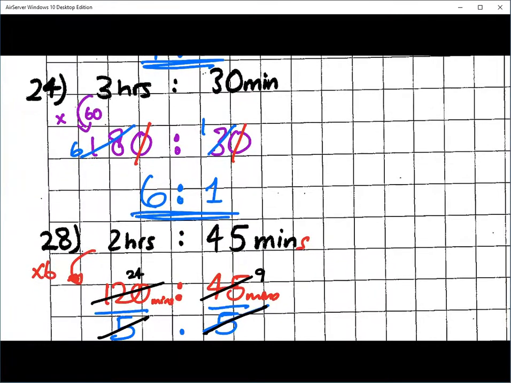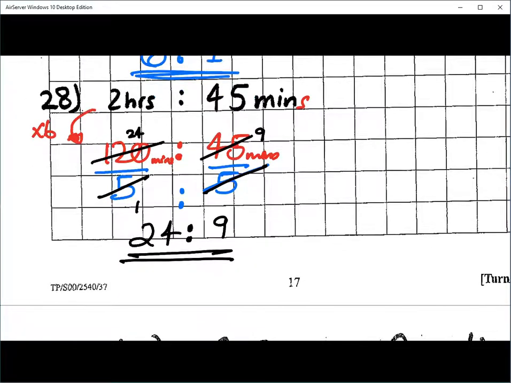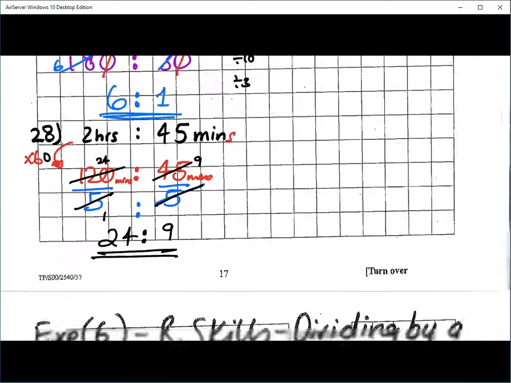And the next one, you change the hours into minutes by times by 60. Then you divide it by 10. Then you divide it by 3, and you're finished. So times by 60, divided by 10, and then divided by 3. And we've done the same here. 2 hours, I don't know why I've written down there times by 6. Well, times by 60, pardon me. Gives you 120. 45 divided by 5 gives you 24:9.